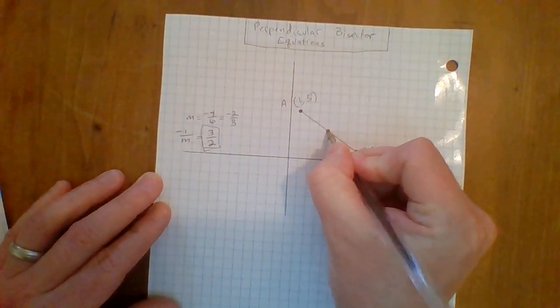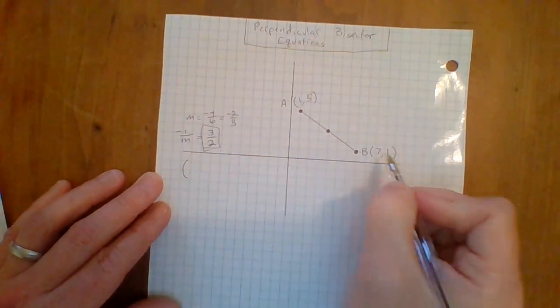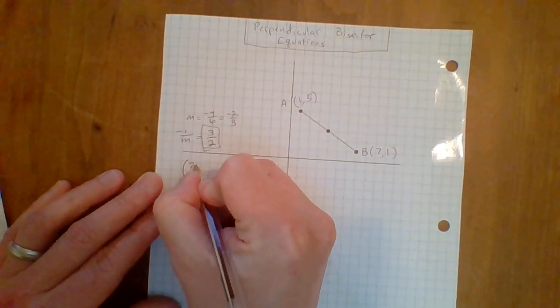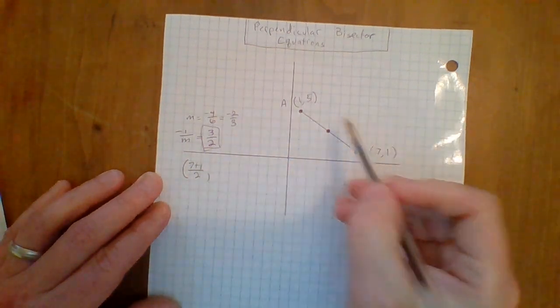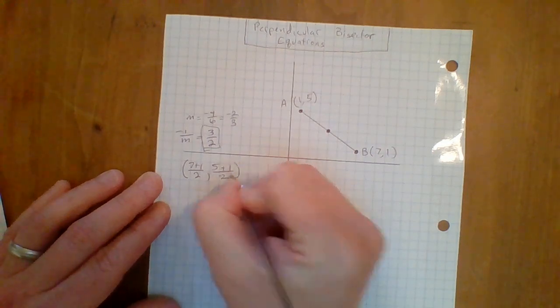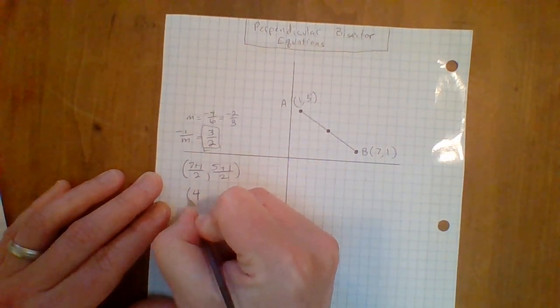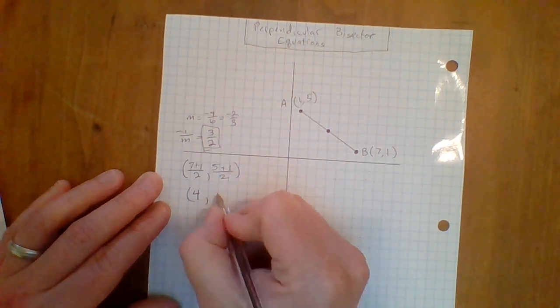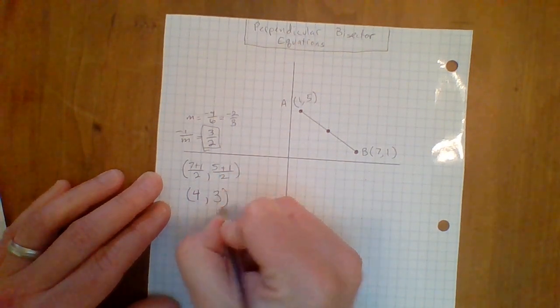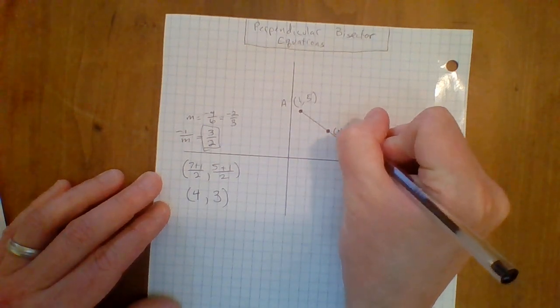You can tell where it is. It's right here. But remember, the midpoint formula says I can actually find that by doing the sum of the two x's divided by 2 and the sum of the two y's divided by 2. And so 7 plus 1 divided by 2, it's 8 divided by 2 is 4. And 5 plus 1 divided by 2 is 6 divided by 2 is 3. So now I know the midpoint is at 4, 3, right here, 4, 3.